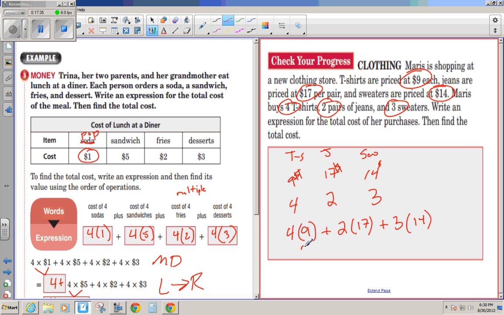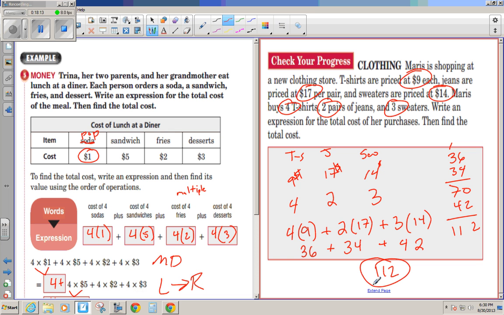So we have our expression. 4 times 9, 2 times 17, 3 times 14, 32. Add them up. 36 and 34, 70, 42. It costs $112. That's how much they spent at the new clothing store.